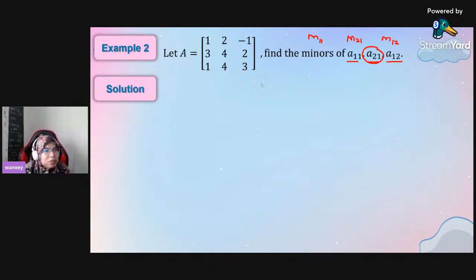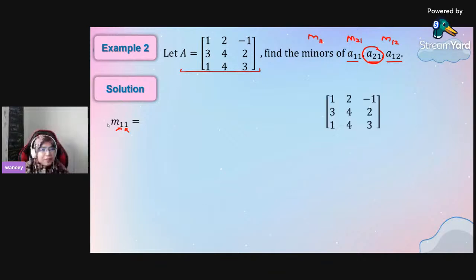Let me go to each of them. Okay, so M11. M11 is the determinant after deleting the first row and the first column. So look at this A over here. Yang ni boleh pakai pensel lah. Biasanya saya akan guna pensel. Make sure you delete first row, you delete first column. So this is basically the matrix that you have to take the determinant of. So ambil determinant untuk matrix ni.